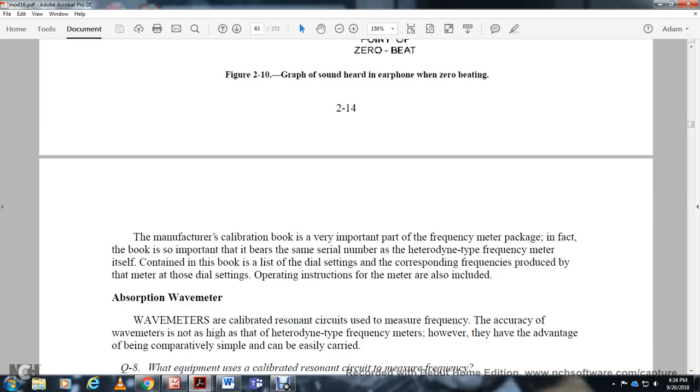The manufacturer's calibration book is very important, and the frequency meter's book is important. The same applies to the heterodyne type, and the frequency meter itself will contain the book. It contains a list of the dial settings and the corresponding frequency produced, and the operator instructions and indicator information for the meter are also included.